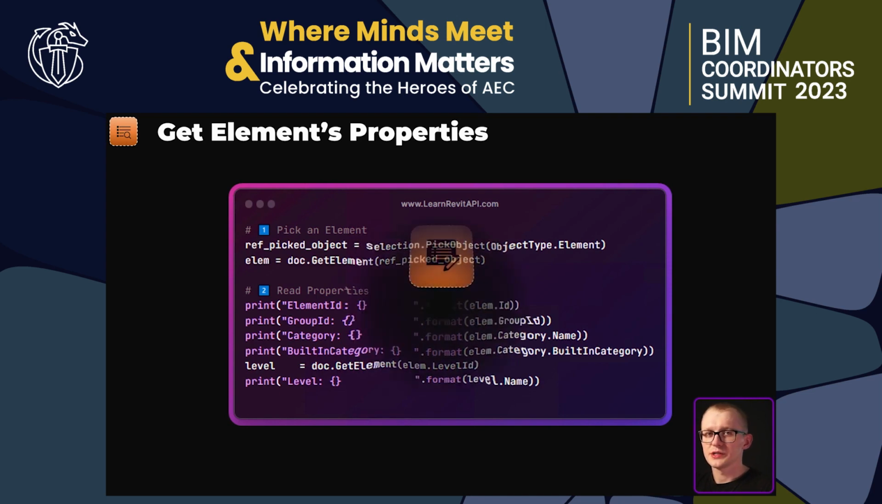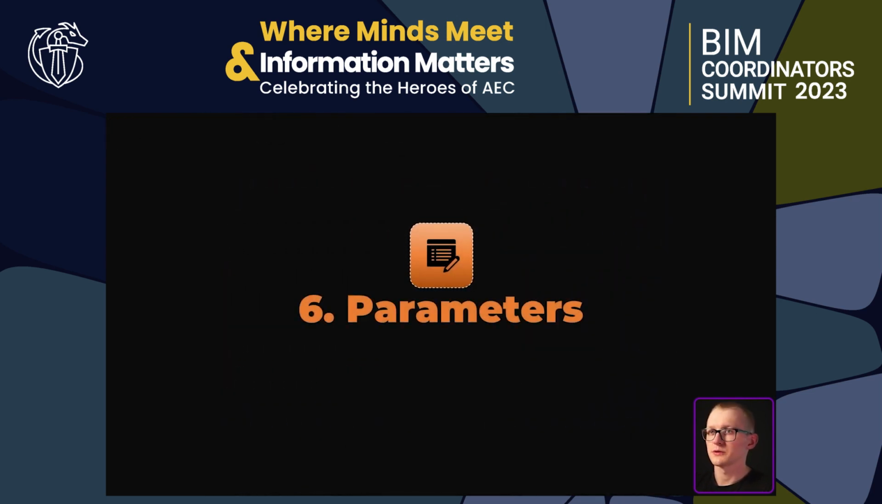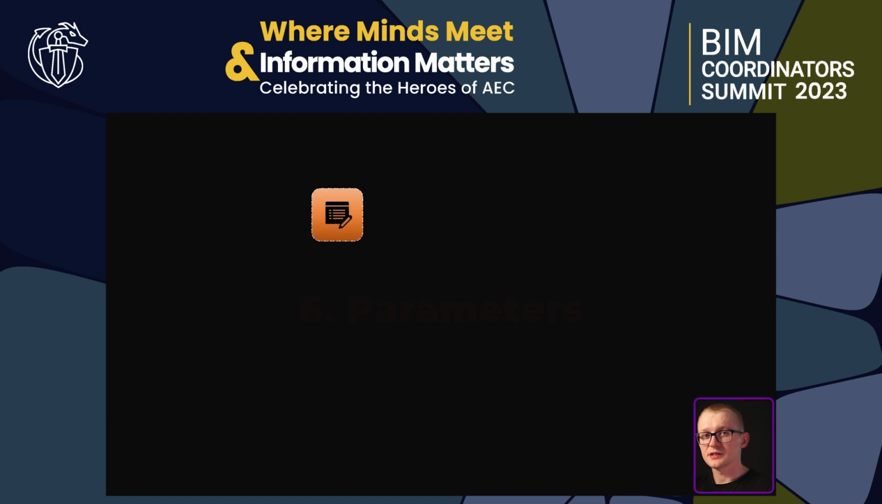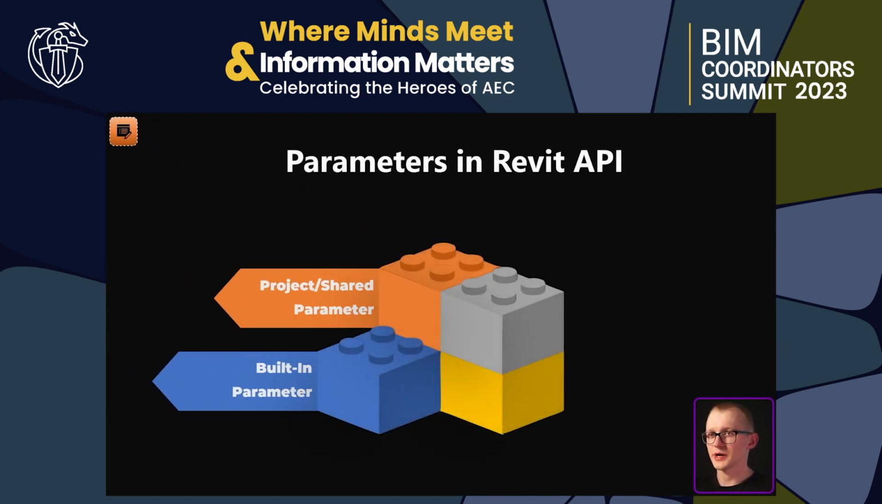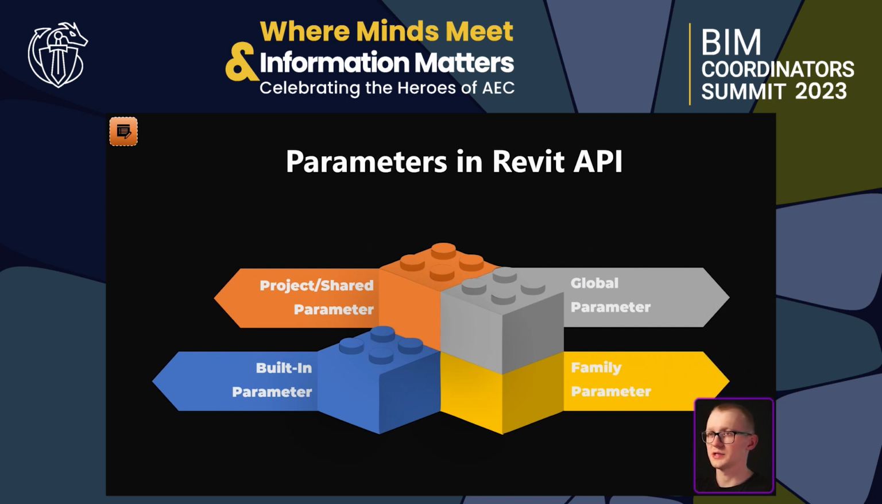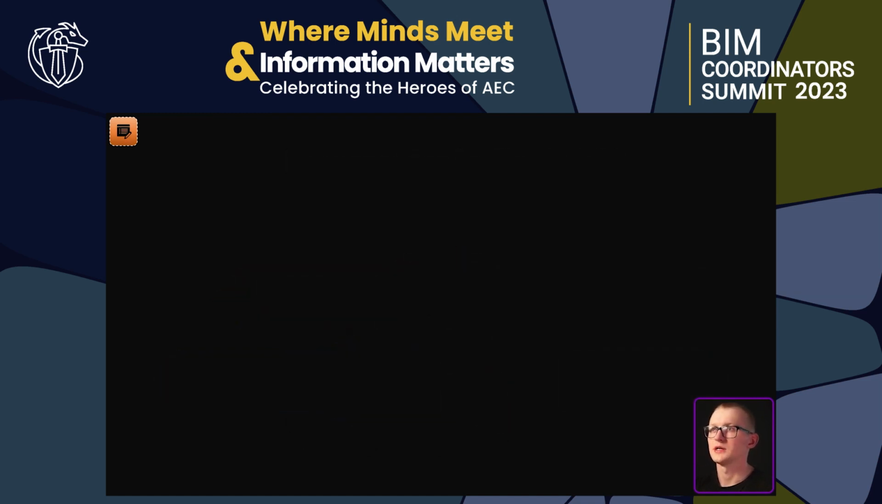Once you understand how to read different properties and methods, we can try to work with parameters. In Revit API, there are 5 different types of parameters. We have project and shared parameters, built-in parameters, global parameters, and family parameters. First of all, you should focus on project and shared and built-in parameters, because they also share the same class and they're related to all the elements.